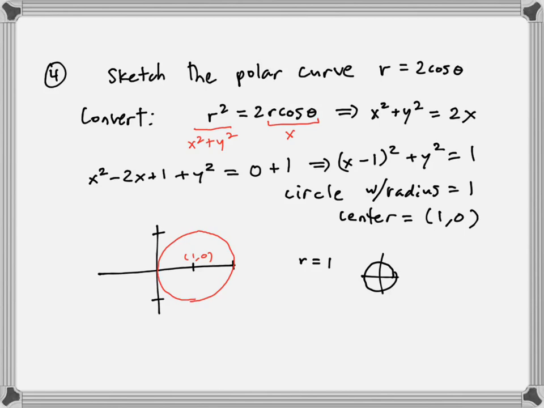If we want to be even more specific, that's the point 1, 1. This is the point 2, 0. This is the point 1, negative 1, and this is the point 0, 0. All right, so our Cartesian equation for the curve is right here. This is the Cartesian.